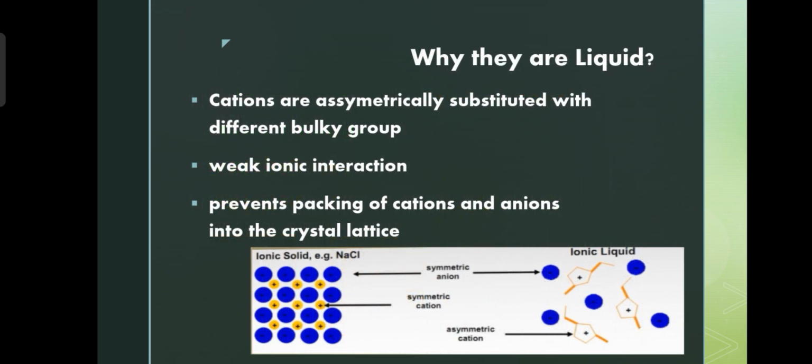Next, why are they liquids? Because the cation is of bigger size and the anion is of smaller size, so a weak interaction of ions occurs. And there is a weak covalent bond or weak van der Waals forces, for which they make liquid. They are in the form of liquids.